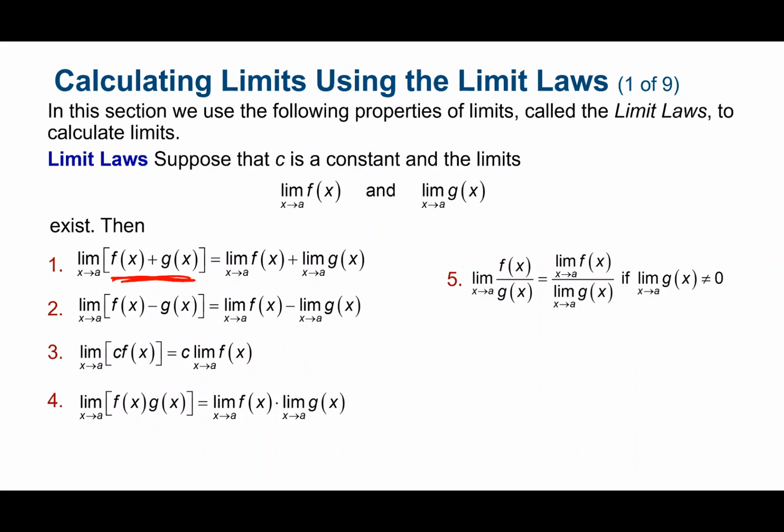But division always gives us a little more trouble, because what can we not divide by? Can't divide by 0, right? We get an undefined situation then. So since the bottom here is the limit of g of x as we approach some value, we can't do this if the limit of g of x is 0. So we say the limit of g of x is not 0.